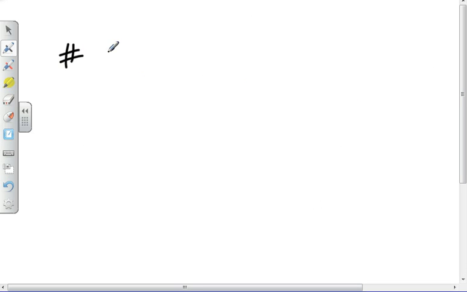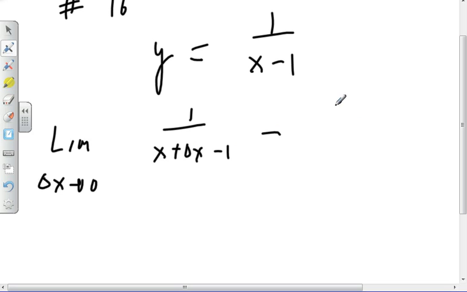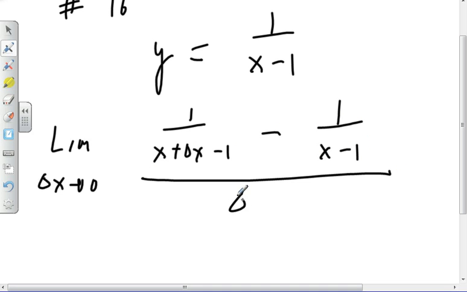All right, number 16. y equals 1 over x minus 1. Okay, so I'm going to take the limit as delta x goes to 0 of the function at x plus delta x minus the function at x divided by delta x.